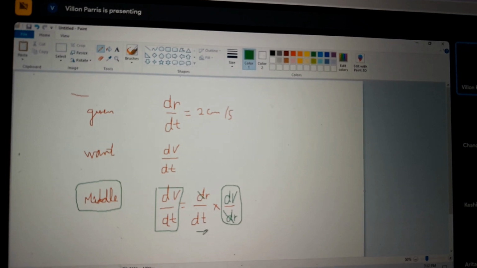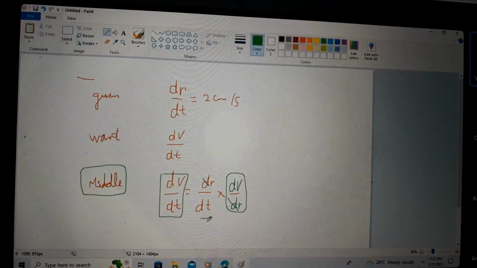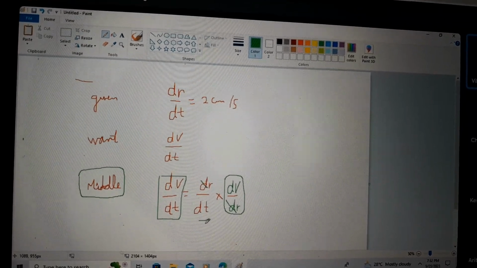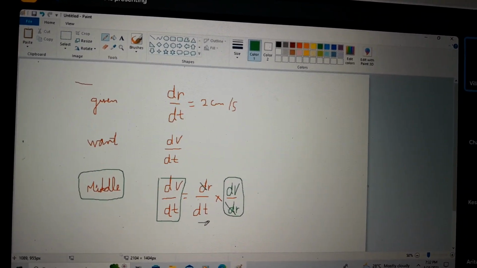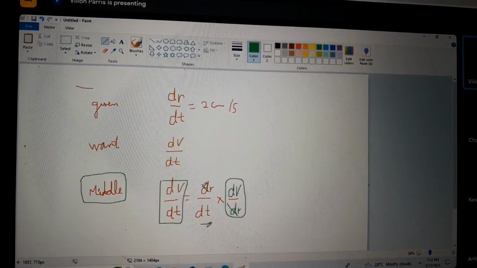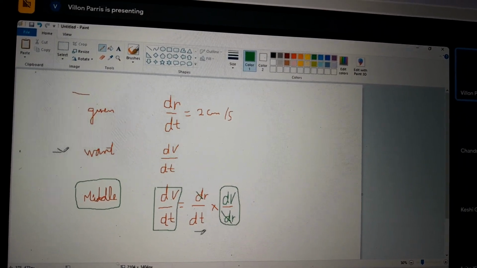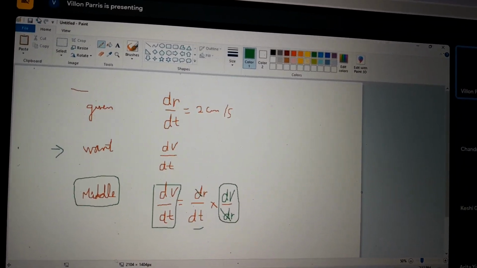So all I need is to find dv dr. That's what I need. That's the middle one. Once I get dv dr, when I cancel out, I'll be left with dv dt, which is what I want. Right? So we'll go over this one more time.